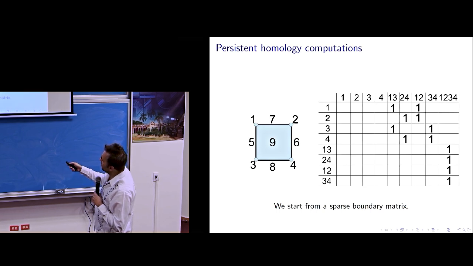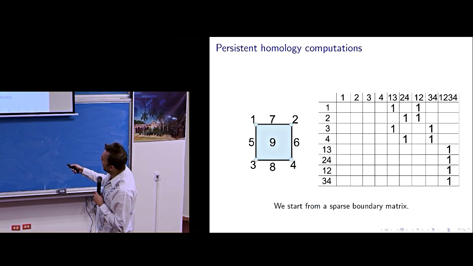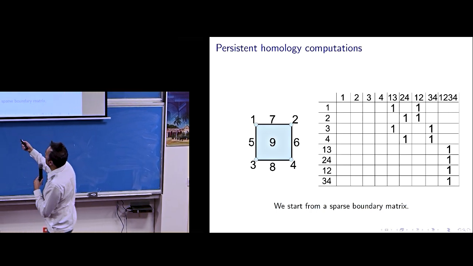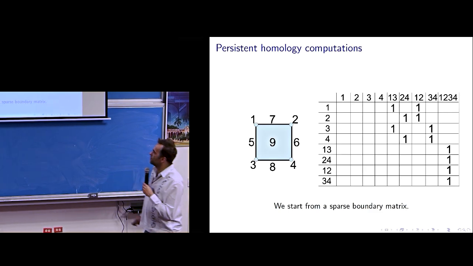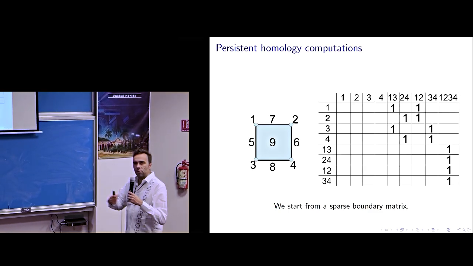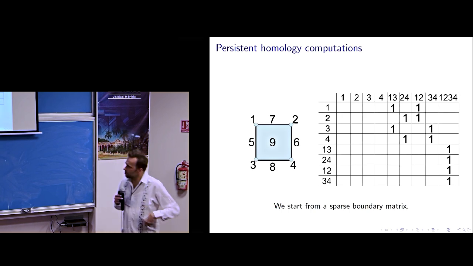And then there is 1, 2, and 3, 4. So those numbers over here, 5, 7, 6, and 8, are the filtration values of the edges. And the last thing that comes is the value of this cube. Yeah, so we are looking right now at the cubical complex.